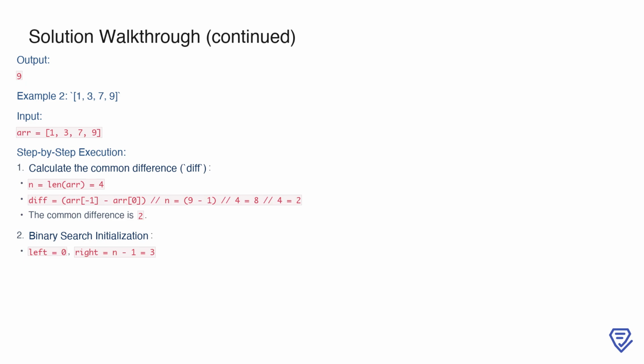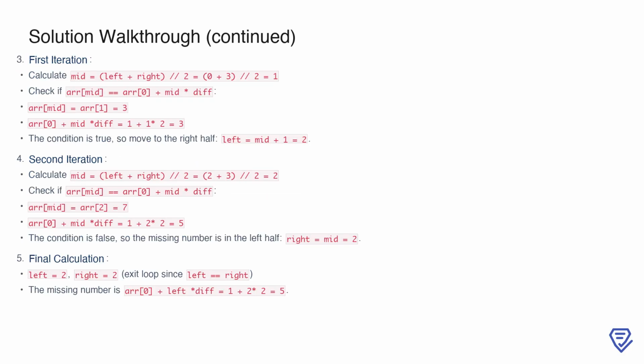First, we calculate the common difference, diff. The length of the array, n, is 4, and the difference is (arr[-1] - arr[0]) // n equals (9 - 1) // 4 is equal to 8 // 4 equals 2. So, the common difference is 2. With this, we initialize the binary search variables, left is set to 0, and right is set to n - 1, which is 3. Now we begin the binary search process to find the missing number.